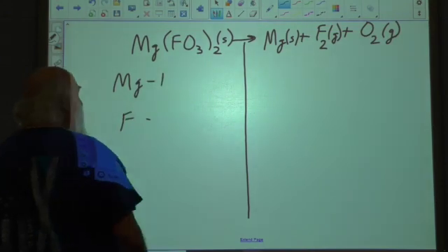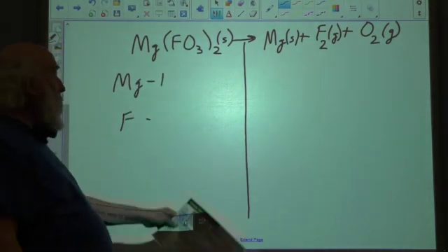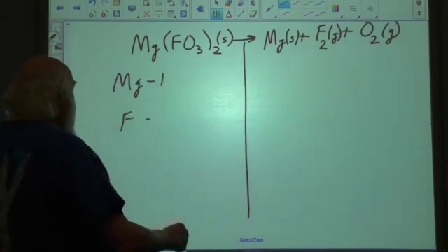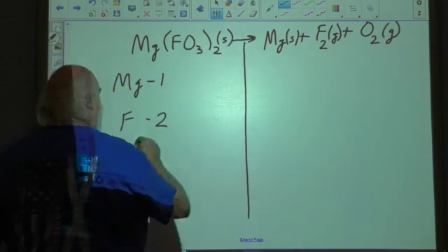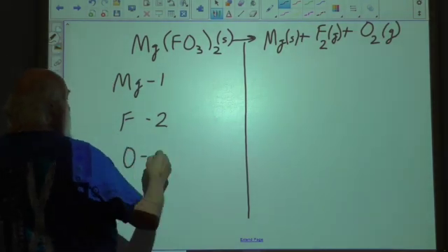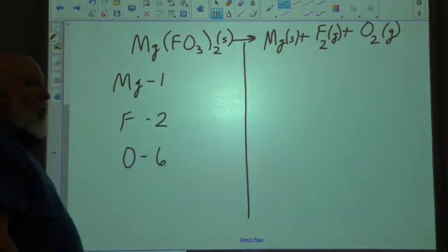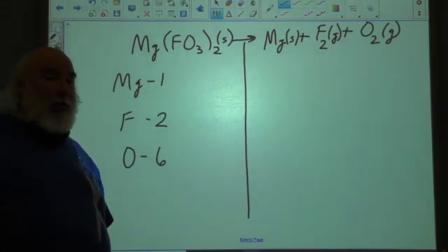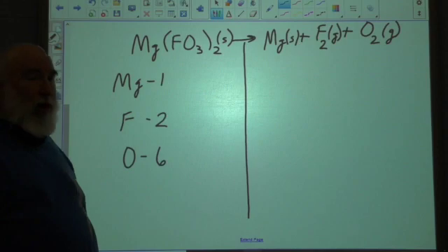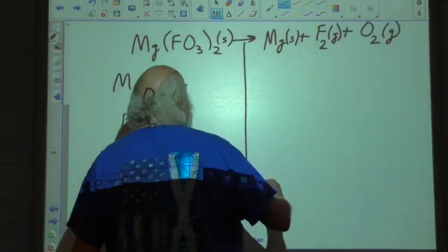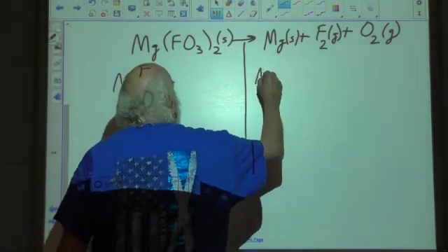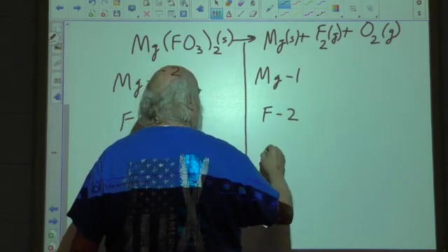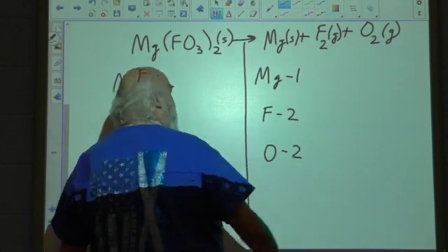Mg1. How many fluorines do we have here? Well, that parenthesis and the 2 on the outside tells us we have to double everything on the inside. So we got 2 here. And how many oxygens do we have? Well, 3 times 2 is 6. Be careful. 3 times 2 does not equal 5, and I can't tell you the number of students who have done that. Multiply, don't add. Words to live by. Mg here is 1, F is 2, O is 6.